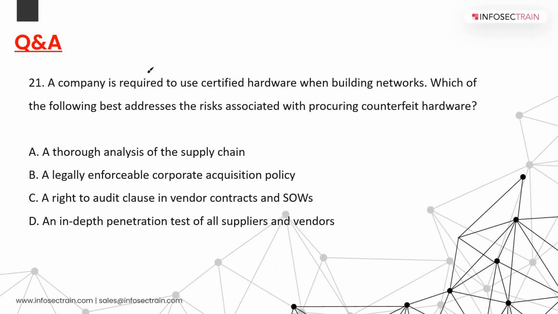The question says a company is required to use certified hardware when building a network. Which of the following best addresses the risk associated with procuring counterfeit hardware? So, what are the best ways to procure the respective hardware? First is a thorough analysis of the supply chain.